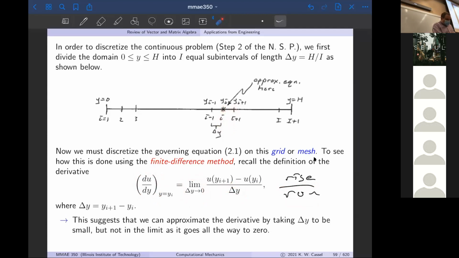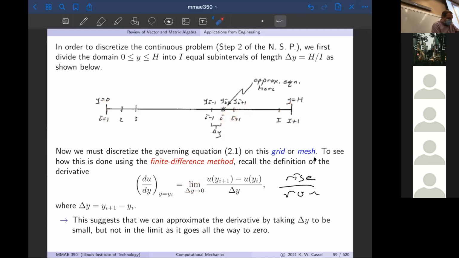Now, how can I use this as an approximation? What we're going to do is instead of taking the limit as delta y goes to 0, let's just say delta y is really small, but it's not 0. So in other words, for this to go to 0, I would have to have an infinity of points in my domain. But I only want to have 10 or 20 or 50 or 100 or whatever. So that means my delta y is going to be a finite distance. Now it'll be small, but it's not going to be 0.